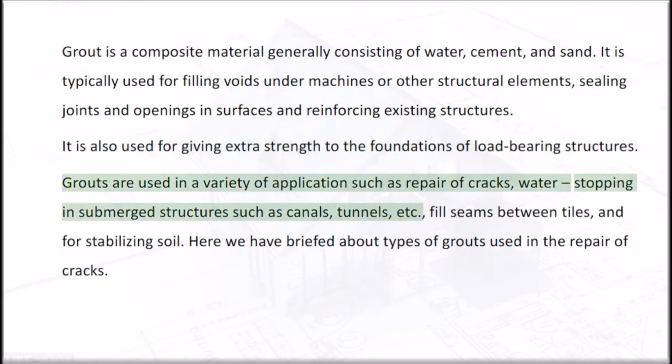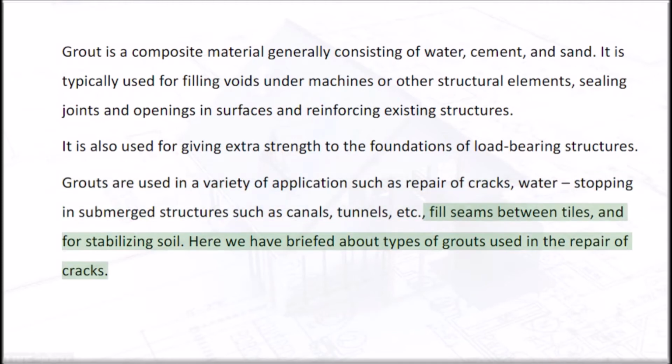Grouts are used in a variety of applications such as repair of cracks, water stopping in submerged structures such as canals, tunnels, etc., filling seams between tiles, and for stabilizing soil. Here we have briefed about types of grouts used in the repair of cracks.